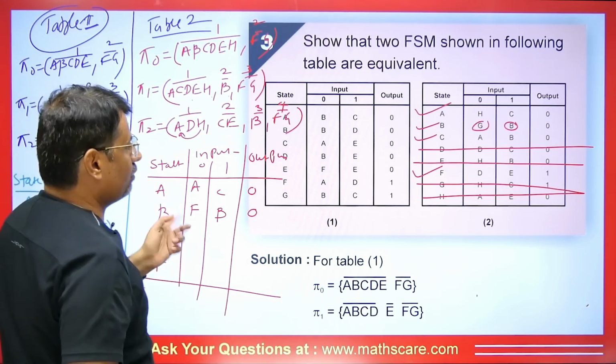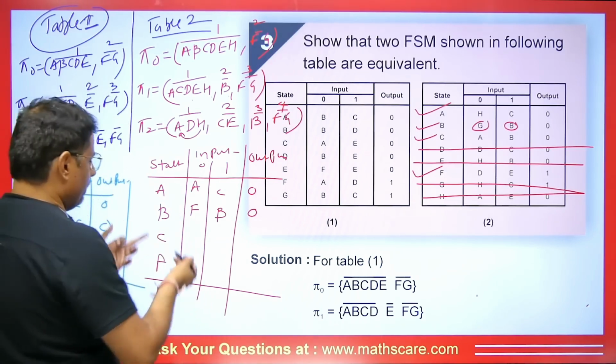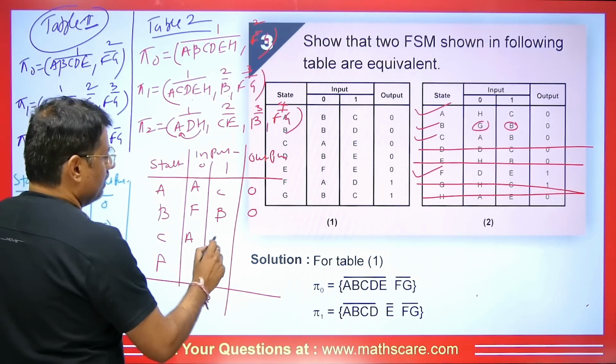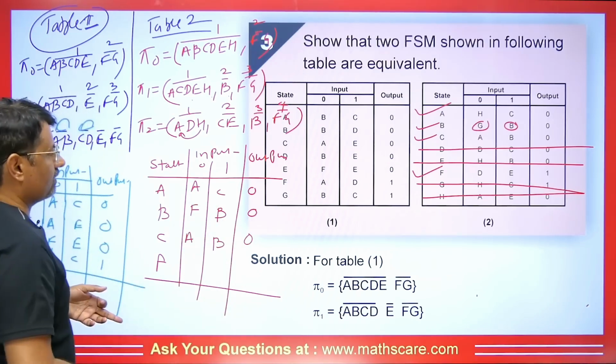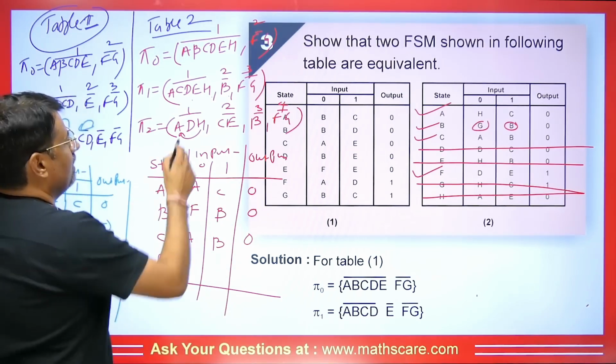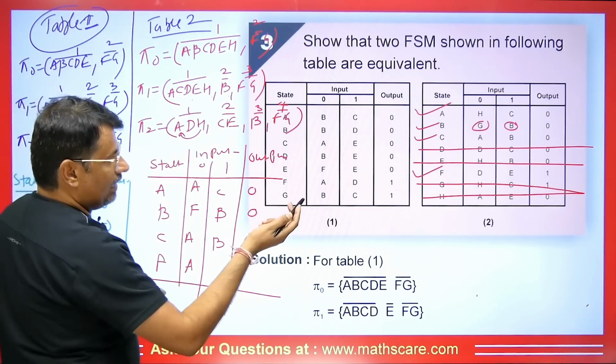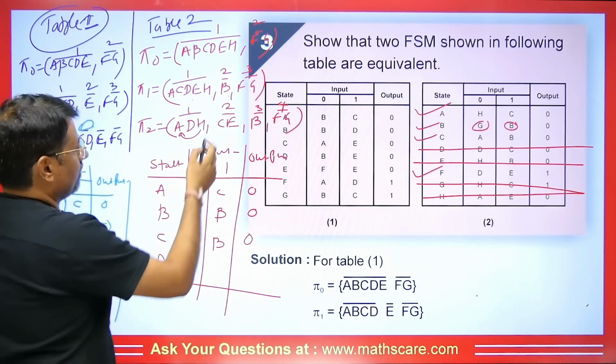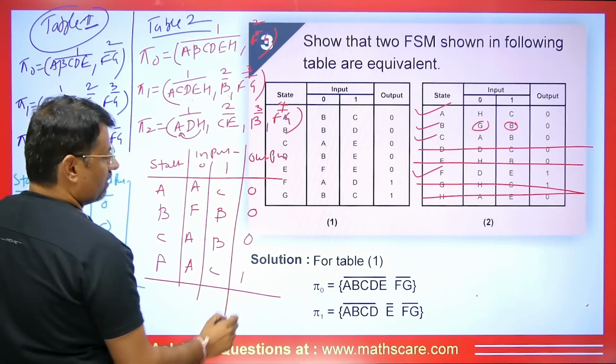Let's talk about C. AB is coming in it. We already have A, so we'll get A here as well. And this will be 0. If we talk about F, then we have D, but we don't have D. D is equivalent to A. And E is equivalent to C. Is this clear?